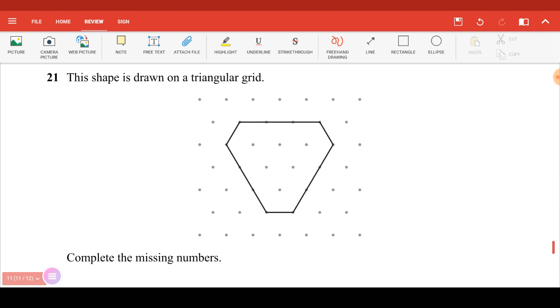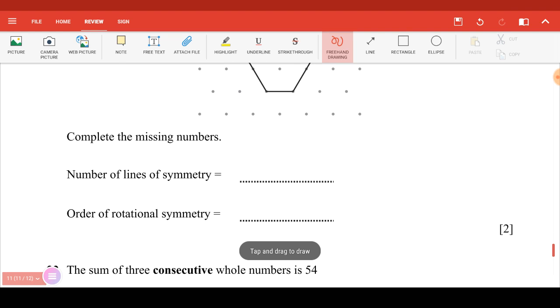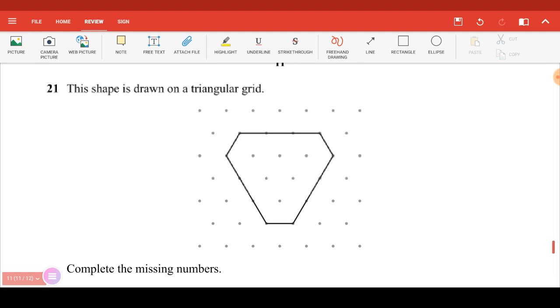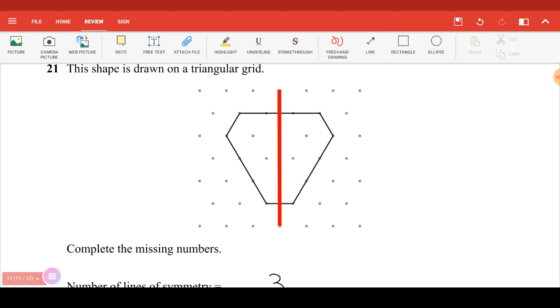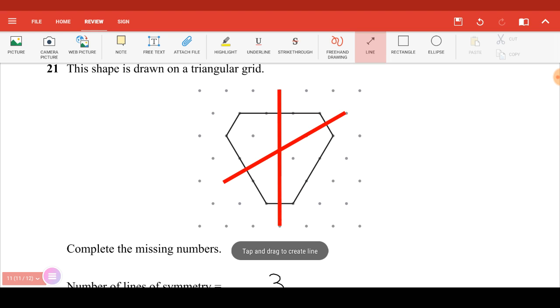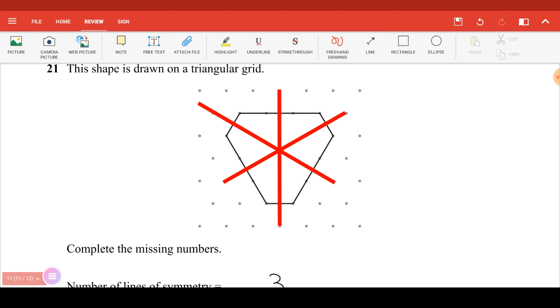Okay, guys, we have a lot of mistakes here. 3 lines of symmetry and 3 rotational symmetry. As you see, you can divide it, it was clear. 3 lines of symmetry and rotational symmetry of order 3.